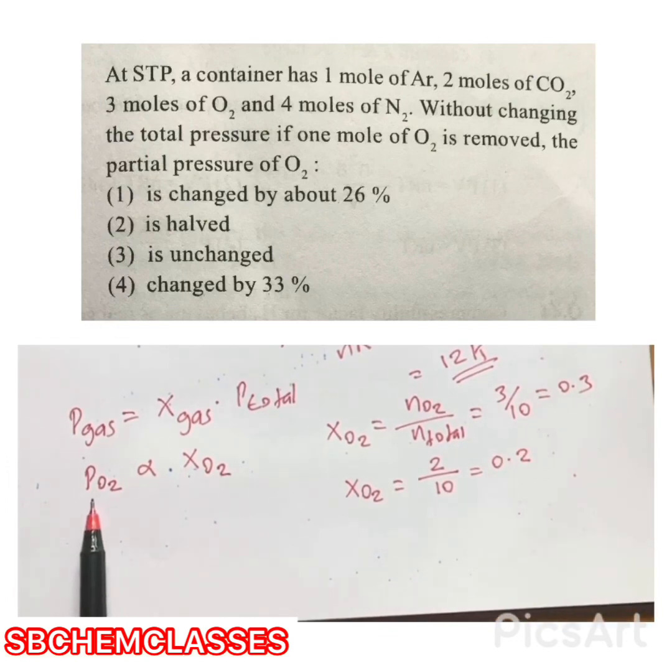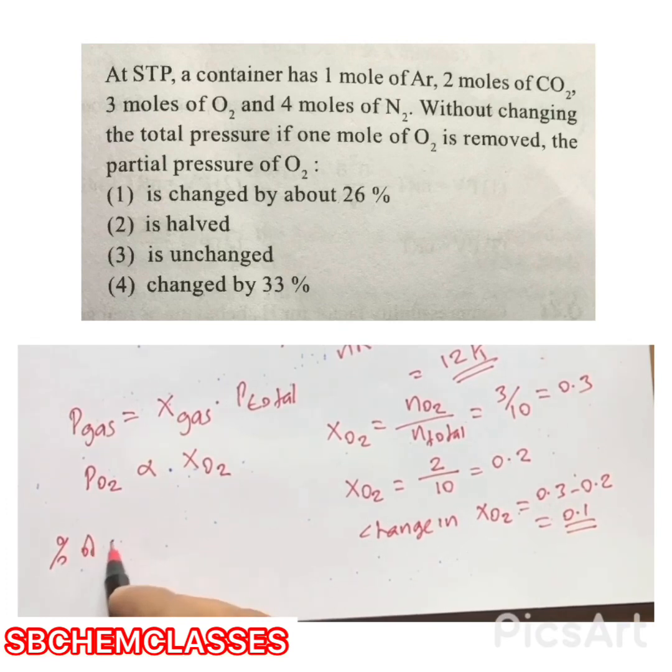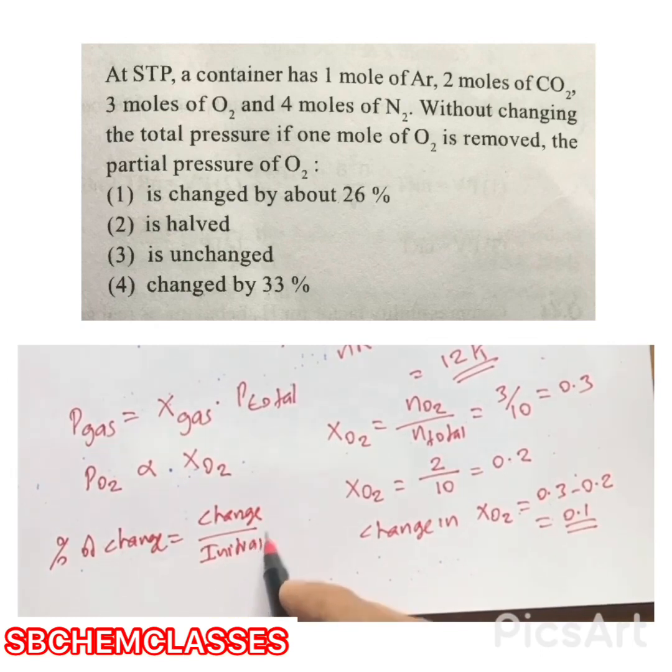Since partial pressure of O2 is directly proportional to mole fraction of O2, we can calculate change in partial pressure by change in mole fraction. What is change in mole fraction? That is 0.3 minus 0.2, that's equal to 0.1. We have to calculate percentage change of partial pressure. Percentage of change means change by initial into 100. It is a general equation.